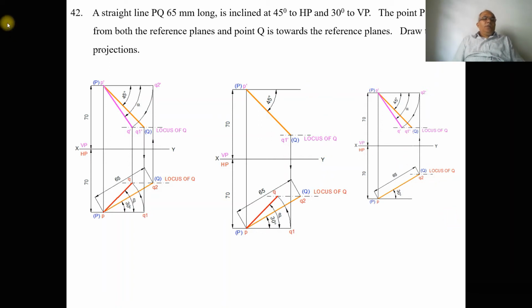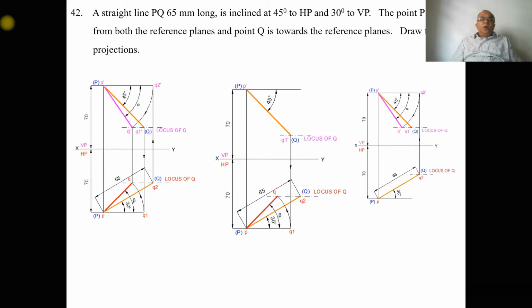Now, we're going to take up one more problem on the projections of lines, problem number 42. A straight line PQ, 65 mm long, is inclined at 45 degrees to HP and 30 degrees to VP. The point P is 70 mm from both the reference planes and point Q is towards the reference planes. So draw the projections.